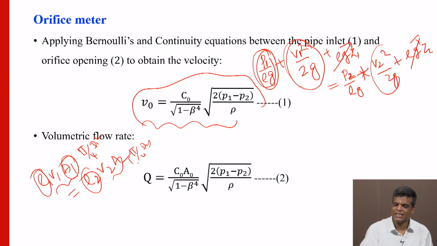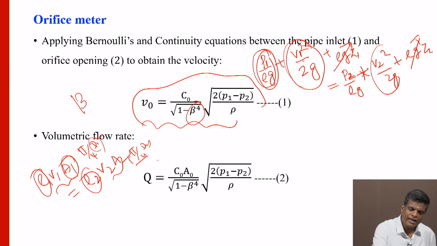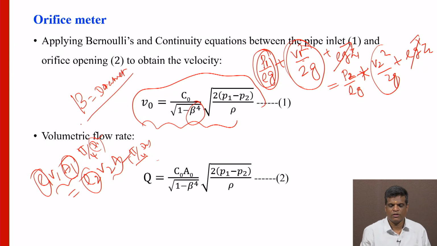So we have to expand here, but since V2 square goes as d2 power 4 over d1 power 4, like that will come, because we are replacing the velocity in this equation. After modification we get the diameter ratio. Beta is the diameter ratio, we already discussed. Then the density, and C naught is the orifice coefficient. Then P1 minus P2 is the pressure drop, the pressure difference.